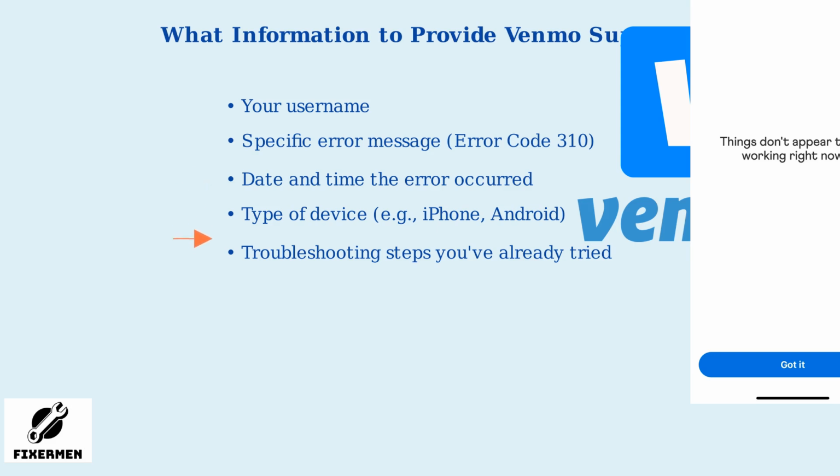Also mention the type of device you're using, such as iPhone or Android, as this can point to device-specific issues. Finally, list the troubleshooting steps you've already tried to avoid repeating the same suggestions. Providing this information up front ensures Venmo support can diagnose and fix your error code 310 issue efficiently, getting you back to using the app sooner.